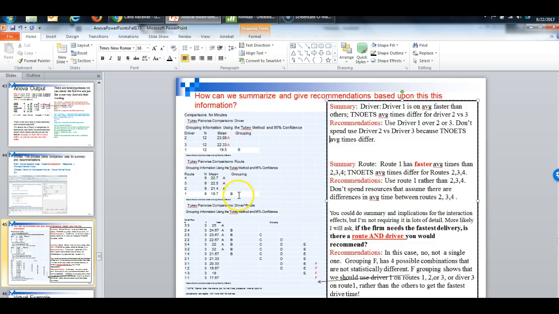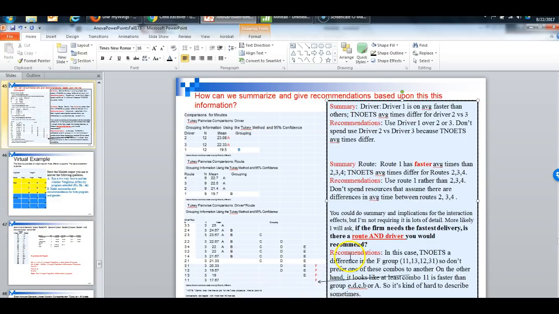All right, how about route? Let's do route. Summary, route: route 1 has faster average drive times than 2, 3, 4. Yep, that's true. Does that make sense? Route 1 has faster drive times. It's in a different group than routes 2, 3, 4. They're all in the same. We can also say there's not enough evidence to suggest that average drive times differ for 2, 3, 4. So don't spend resources that assume there's a difference in average drive times between 2, 3, 4, but do use route 1 rather than 2, 3, 4.